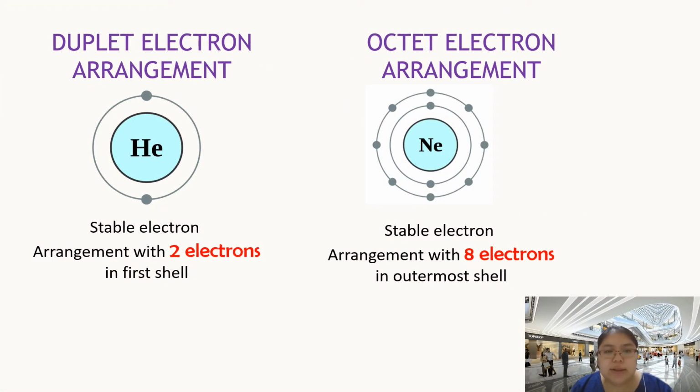Okay, now we're going to see the 2 types of arrangement. The first one we call the duplet electron arrangement. The second one is the octet electron arrangement. Let's see what the difference is. Duplet electron arrangement means the first shell must be full with electrons, and there are just 2. So this we call a stable electron arrangement with 2 electrons in the first shell. We call it duplet. Octet means the second shell is made stable. The arrangement must be 8 electrons in the outermost shell. So this one we call the octet electron arrangement.